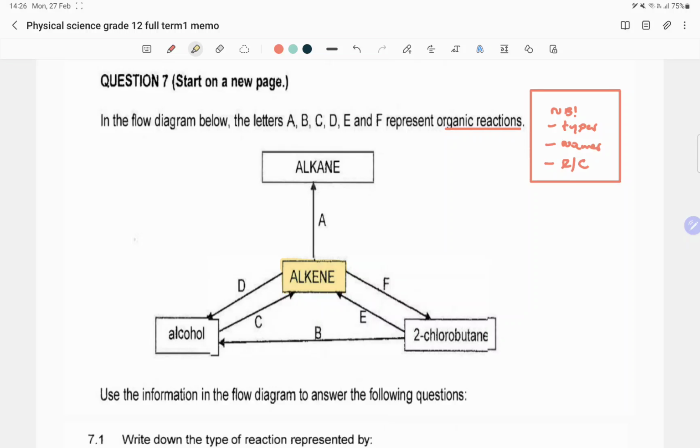Okay, so we have an alkane at the center, an alkene. But now this alkene is going on to form an alkane. So what can we do there? This is an addition reaction. In particular, if you were to give it a name, we hydrogenate it.